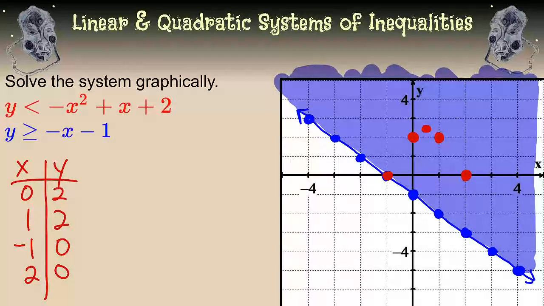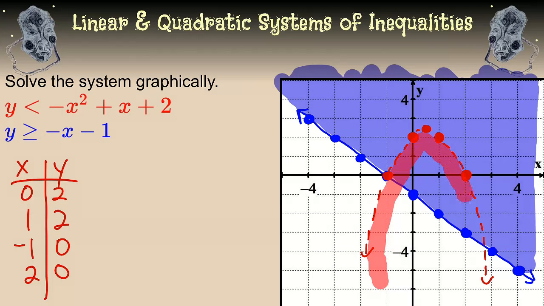Let me make that here. So similarly, if there were a question like, is this point right here a part of the solution, we would have to check it algebraically. But I can see that this is y is less than that parabola, so I have to shade below the parabola, so down here.